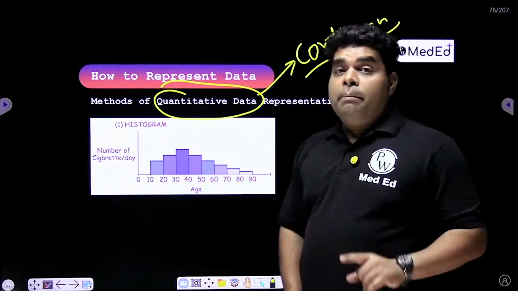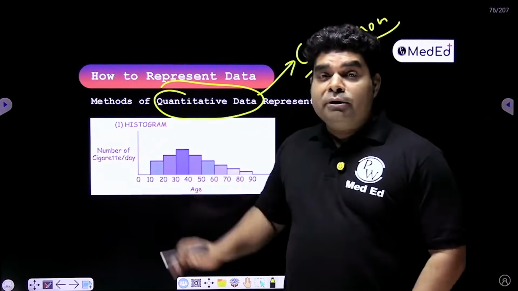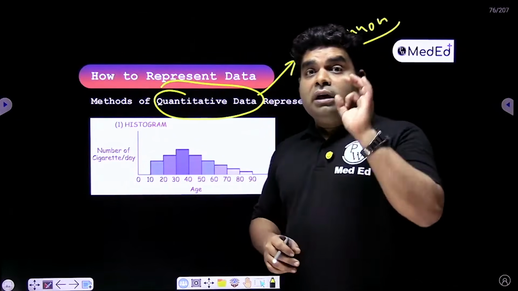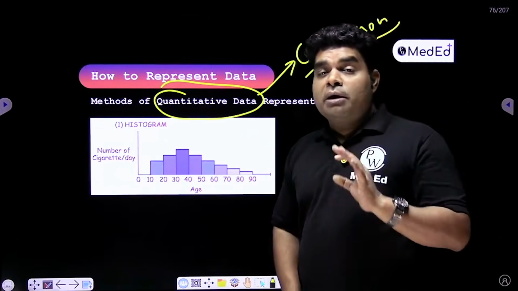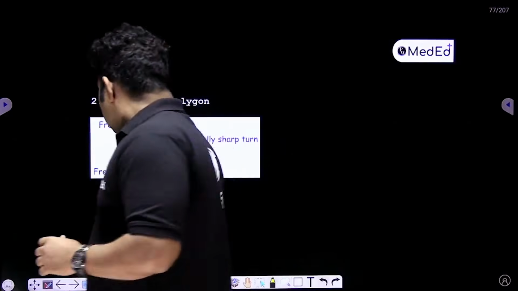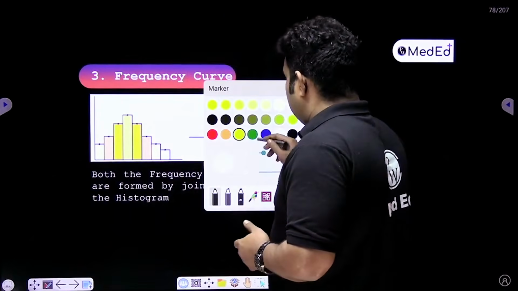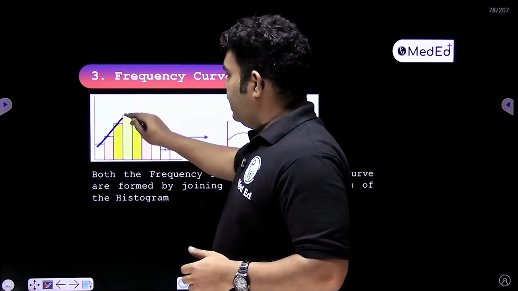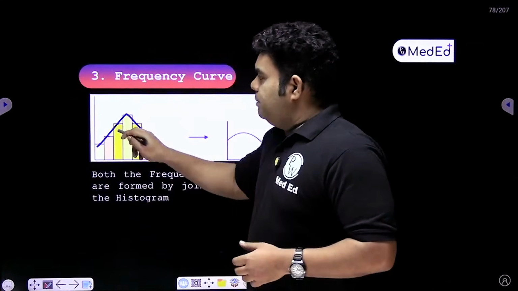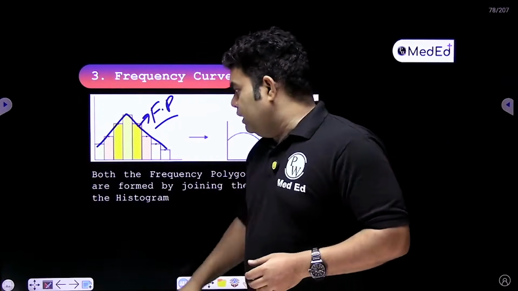Remember, a histogram has no real gap. There is one gap between 0 to 10, but this gap is also saying that the smoking number was 0 here. So a gap also represents some data. In a histogram, there is no real gap. Now, if you join the midpoints of the bars of the histogram, like this, it will be a sharp turn, and we call this blue line a frequency polygon.